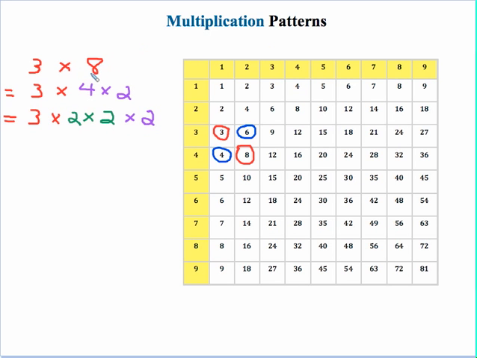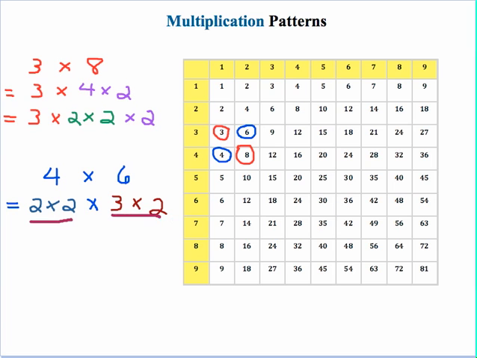The 3 times 8, we can break this down. We can't break down the 3 anymore, but we can break down the 8 to 4 times 2, and then we can take the 4 and break it down to 2 times 2. So here are all our factors for 3 times 8. We can do the same thing with the 4 times 6. We can break the 4 down to 2 times 2. And we can break the 6 down to 3 times 2.